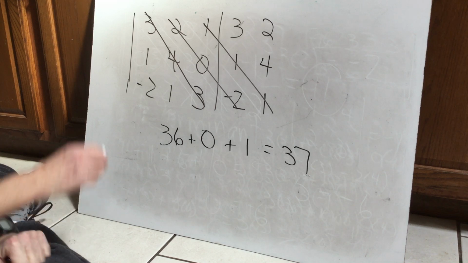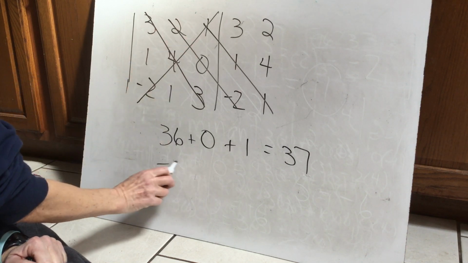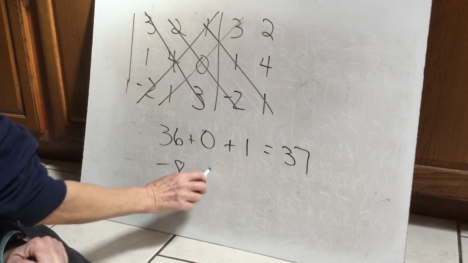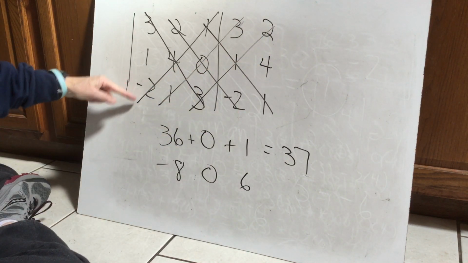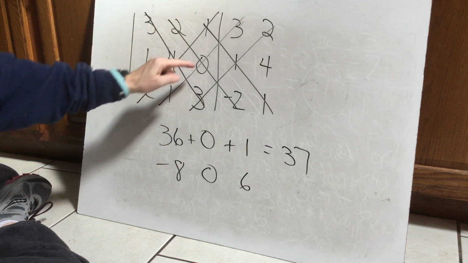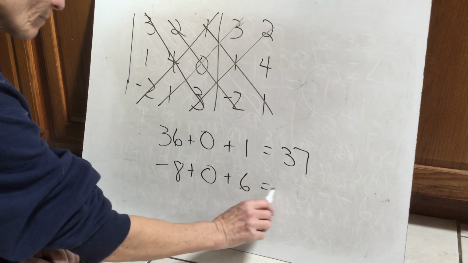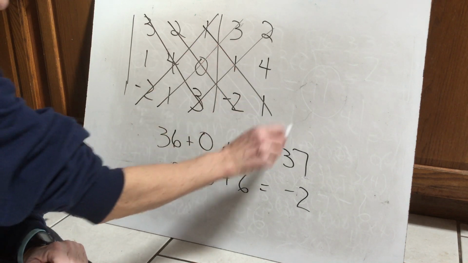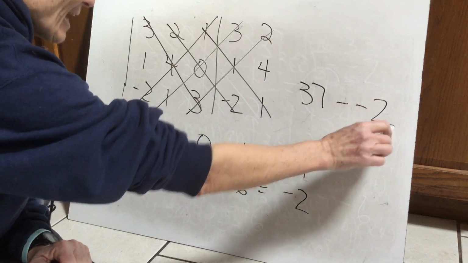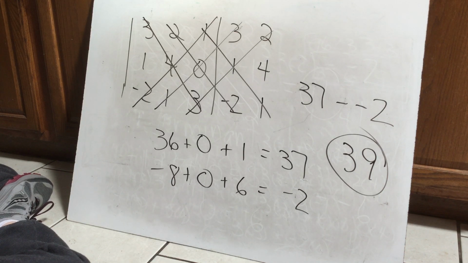And you're not done. Now we got to go back and go the other way. So now we're going to go this way. Multiply, I get -8. Multiply, I get 0. Multiply, I get 6. So -2 times 4 times 1, 1 times 0 times 3, 3 times 1 times 2. Add them up. -2. To get your answer, you take the first one minus the second one. So the answer to this problem is 39. 37 minus -2. 39.